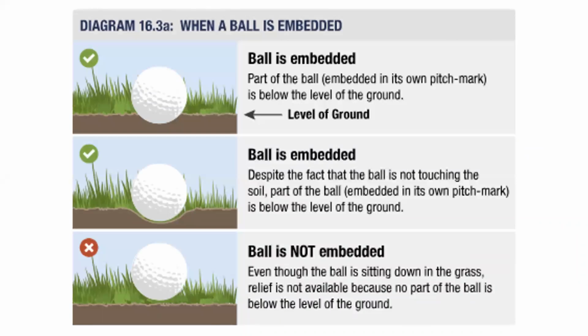Okay, so we got situation 1. That ball is embedded because it's below the level of the ground. Situation 2, same. Even though it's not touching the dirt, it's below the level of the ground. But in the third situation, the ball is just in some tall grass and it's not below the level of the ground, so that ball is not embedded.